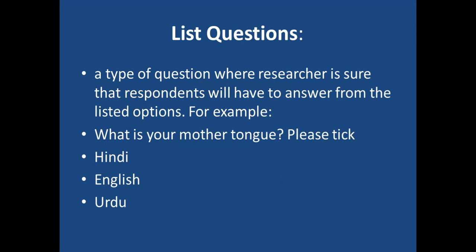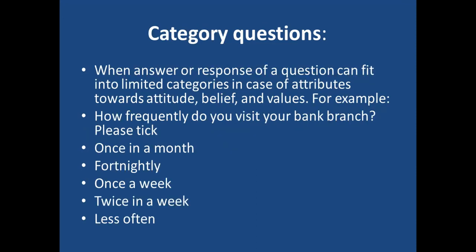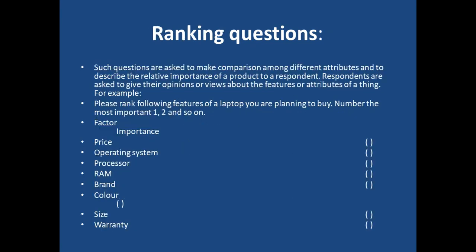The list question is a type of question where the researcher is sure that the respondent will have to answer from the listed options. So which option is your mother tongue? You can give 10 out of 10, they have to select. Category questions, where the answer or response to a question can fit into a limited category, in the case of attributes, attitude, belief and values. For example, how frequently do you visit your bank branch? So once in a month, fortnightly, once in a week. So you have limited choices.